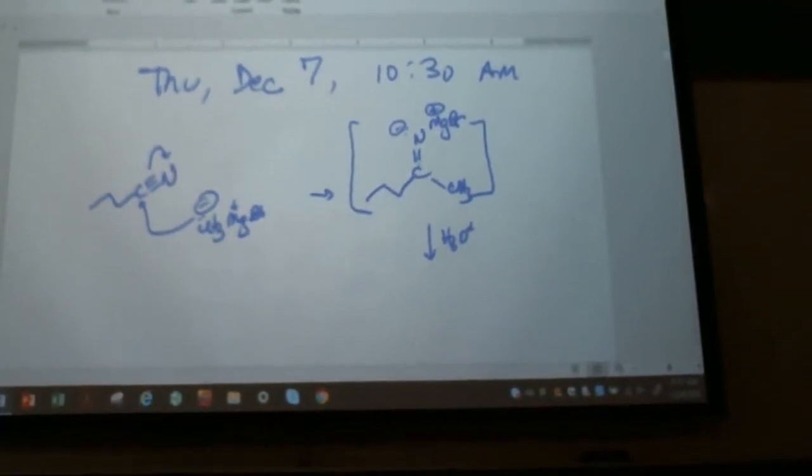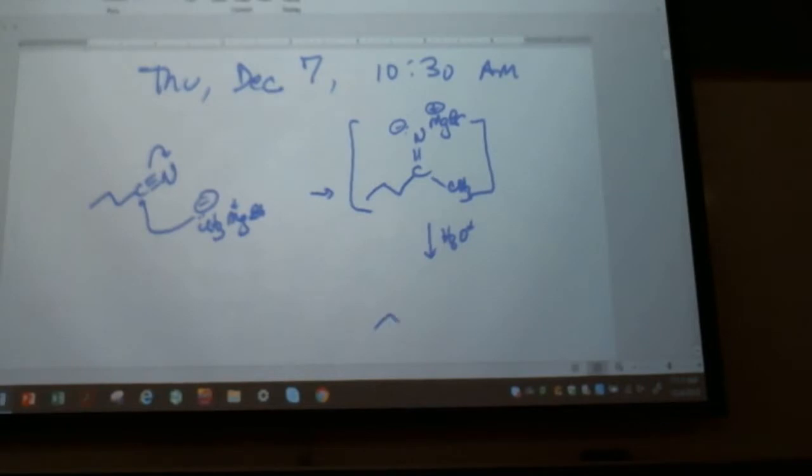At that point in time, water adds, eventually forming a carbon and one oxygen here, and you end up with a ketone. So this was one of the strategies in chapter 18 to get ketones: add a Grignard to a nitrile.